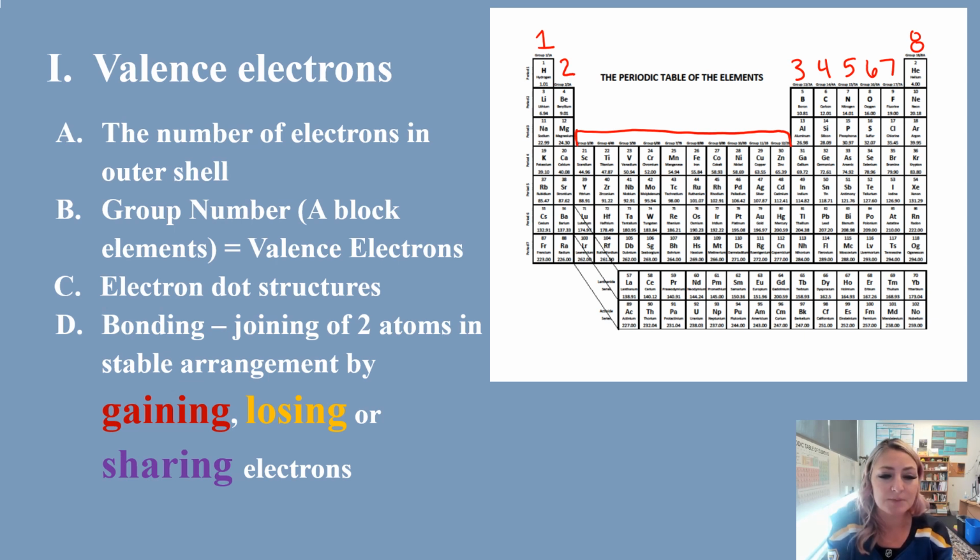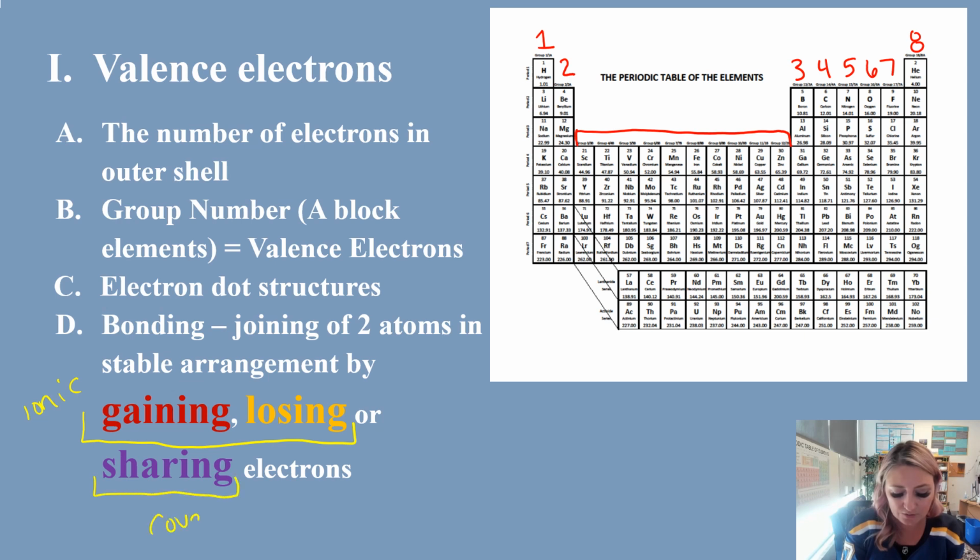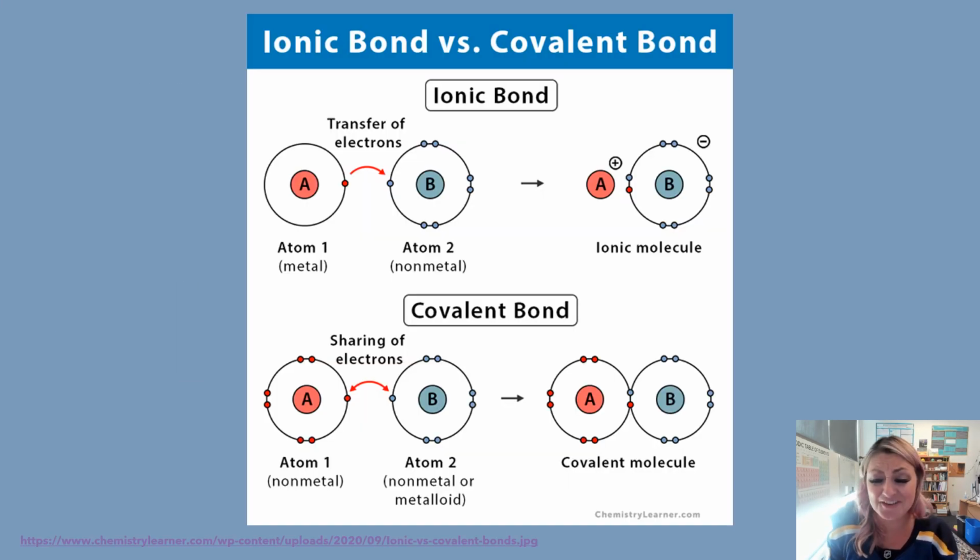And bonding is going to be the joining of two atoms in a stable arrangement. This can be by gaining electrons or losing electrons, and those two are considered your ionic bonds, or by sharing electrons, which is your covalent bond. So we're not going to focus on covalent for this chapter. We are going to focus just on ionic. Would not hurt for us to have a quick overview, though, of those two bonds.